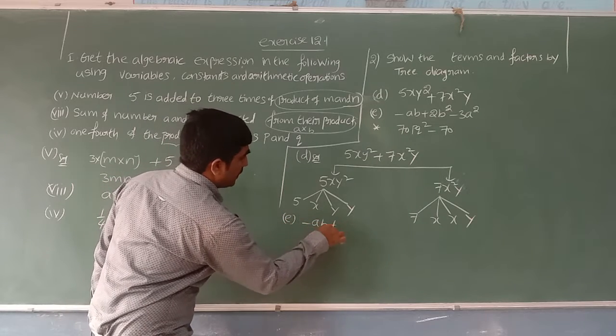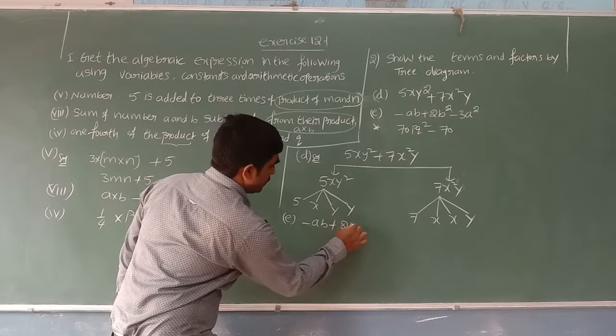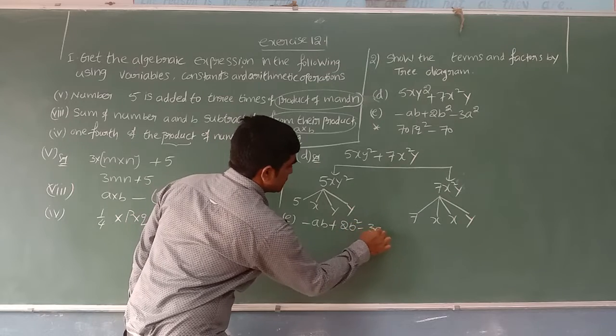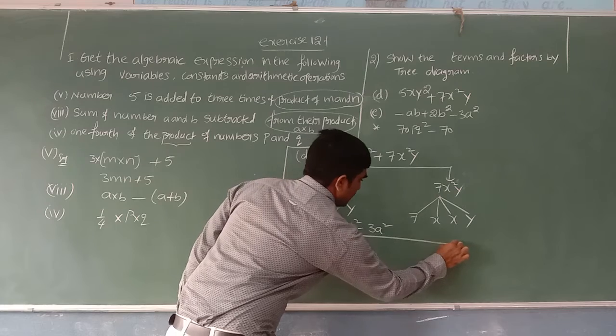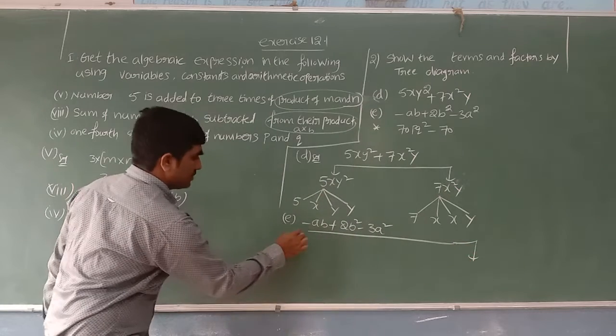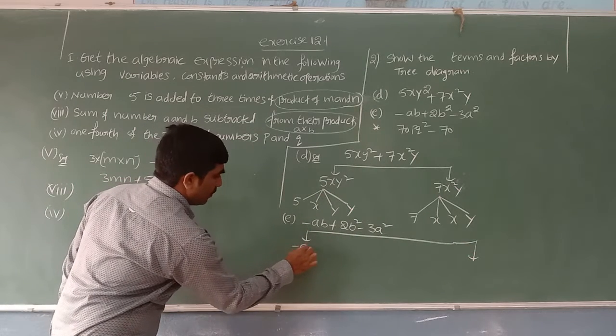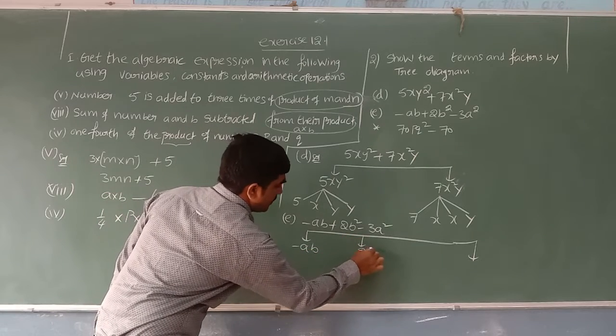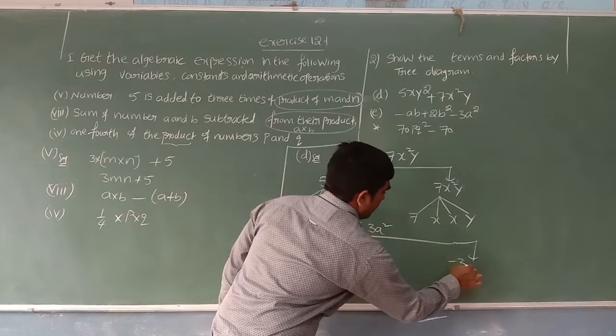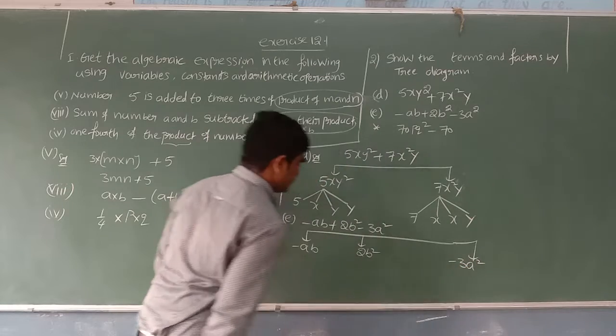Minus ab plus 2b square minus 3a square. It is the algebraic expression which contains how many terms, beta? Sir, it contains 3 terms. One is minus ab, another one is 2b square, and one more is minus 3a square.